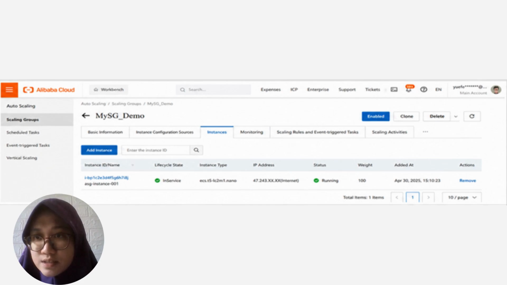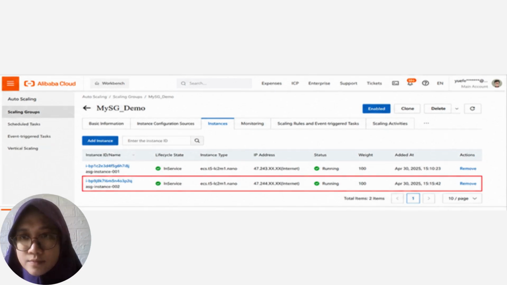Initially, only one ECS instance is running in the autoscaling group. This instance handles all incoming requests before any scaling activity occurs. When CPU usage increases, autoscaling performs a scale-out process by creating additional ECS instances. These instances are automatically connected to the server load balancer, and traffic is distributed across multiple servers.